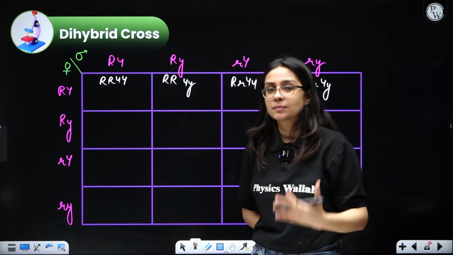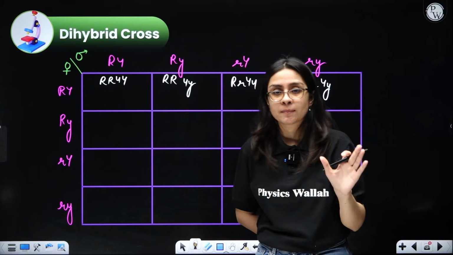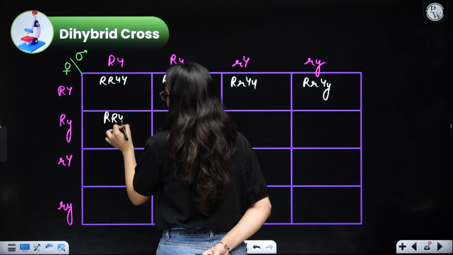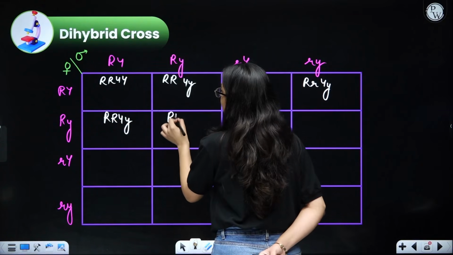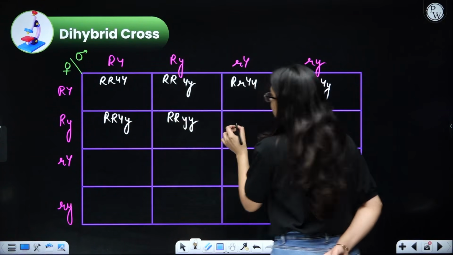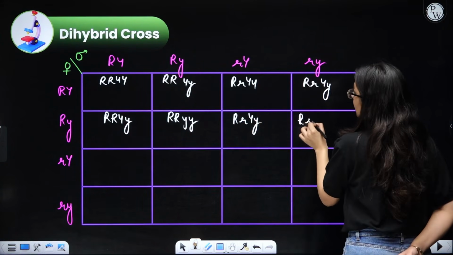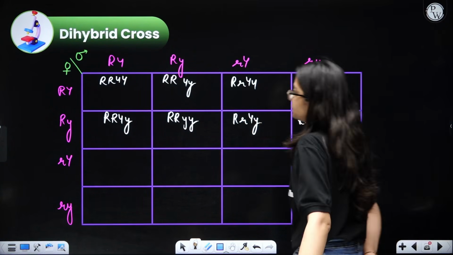So start doing it with me. Take a fresh page, even if you have not made notes, try doing it with me. Okay. Now again, capital R, capital Y, small y. Capital R, small y, small y. Capital R, small r, capital Y, small y. Capital R, small y, small y, small y.